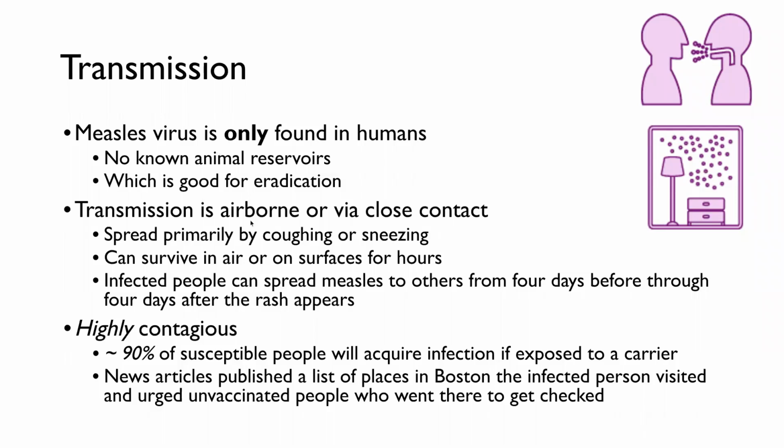The transmission is airborne or via close contact, and it's typically taken by coughing and sneezing. And measles is kind of a tricky virus. It can survive on air and surfaces for hours. And there is some evidence that suggests that it might be able to live for days on surfaces. So it's kind of a pesky virus, but definitely for several hours after transmission. Once people are infected, they can spread measles from four days before they exhibit any symptoms, all the way to 4 days after a rash appears.